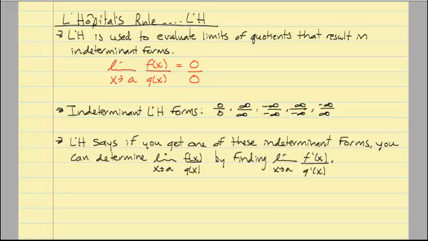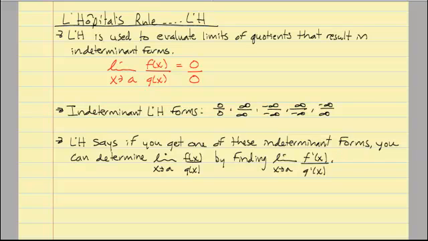So after we get one of these indeterminate forms, I look at the limit as x approaches the same constant that we were working with in the original problem, and I directly take the derivative of the numerator and the derivative of the denominator. Now again, this is not the product or the quotient rule. This is L'Hopital's rule. So I take the derivative of the numerator, divide it by the derivative of the denominator.